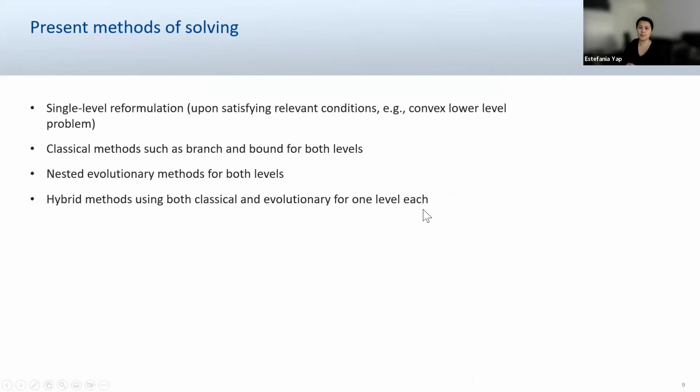So the present methods for solving these kinds of problems, I guess there's a bit of consistency in how we perceive these things, because there's the single level reformulation, which you can think of a lot like how in multi-objective optimization, they try to transform it into single objective optimization. In this case, if it meets specific conditions, like there's a convex lower level problem, then you can transform it back to a single level. But the hard part about that is oftentimes most problems aren't actually going to be convex for the lower level. So there's a bit of issues with that.